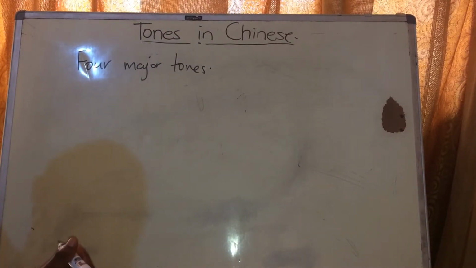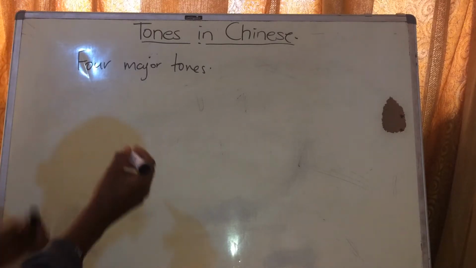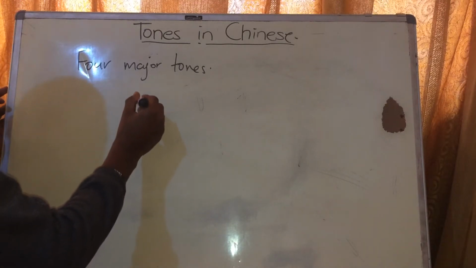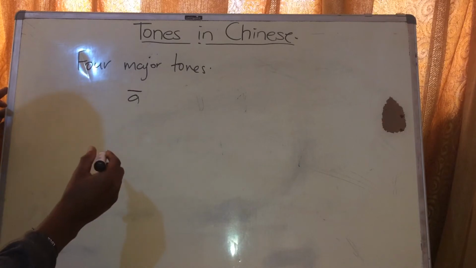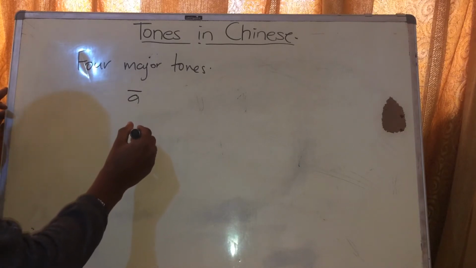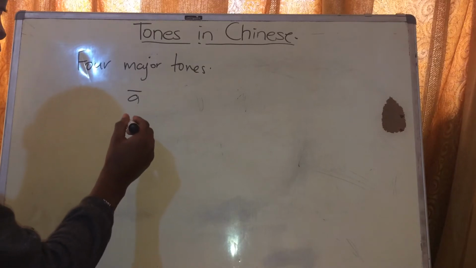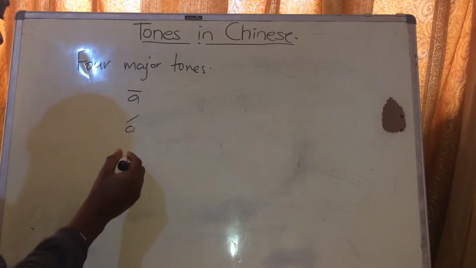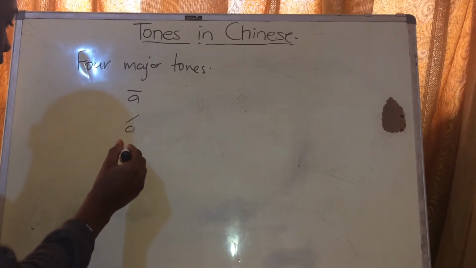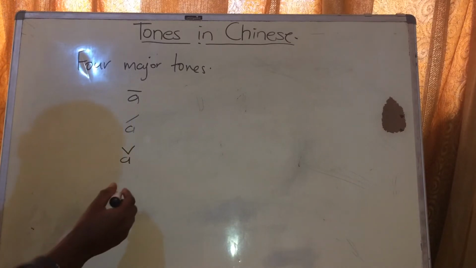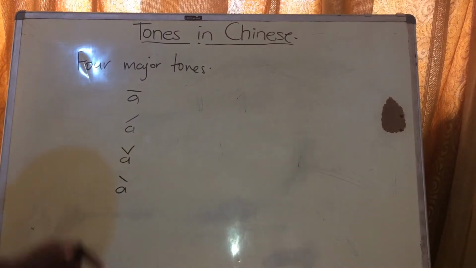The first one, the first tone, the flat tone, let's use the letter A. It's always on top. Then this is the flat tone. The second one is the rising tone. The third tone, the falling and rising tone, and the falling tone.